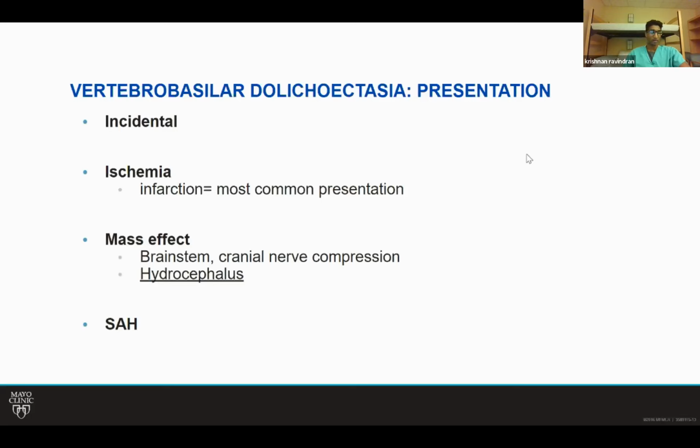And in fact, presentation with cranial nerve compression syndromes is not an uncommon phenomenon, in particular hemifacial spasm. And as you might have expected from the CT criteria, with mass effect on the third ventricle being one of the criteria for characterizing VBD, hydrocephalus is another presentation commonly seen in VBD. Subarachnoid hemorrhage and even intraparenchymal hemorrhage remain less commonly seen as presentation.